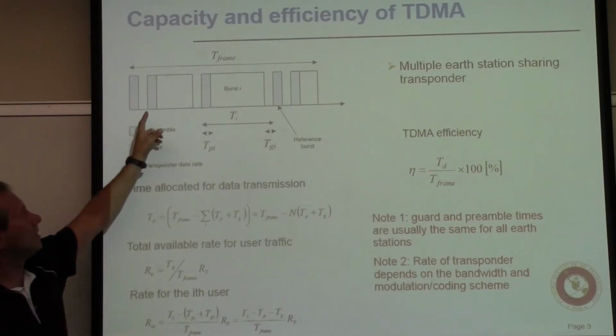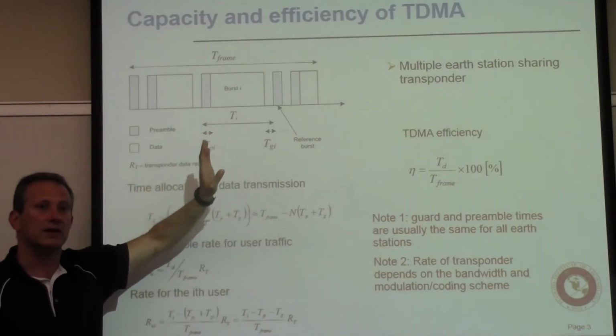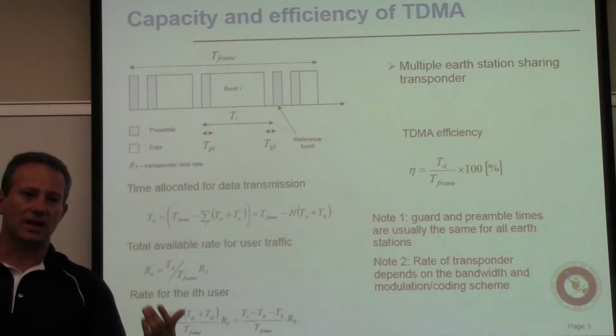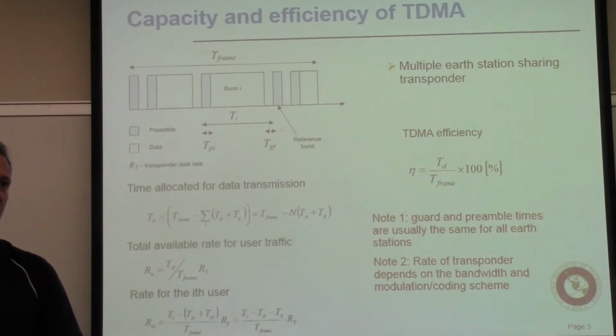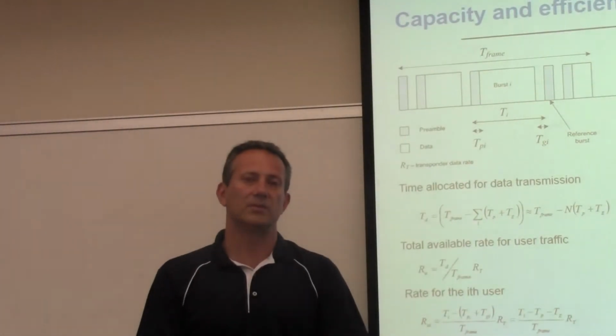Now the rest of them, they have all of these bursts. Each burst would contain a preamble and data. Let me ask you this: why does every burst need to contain a preamble? Why can't you just synchronize to a carrier and bit based on the master and just discard the preambles from all the others?